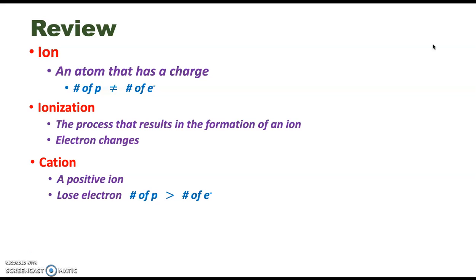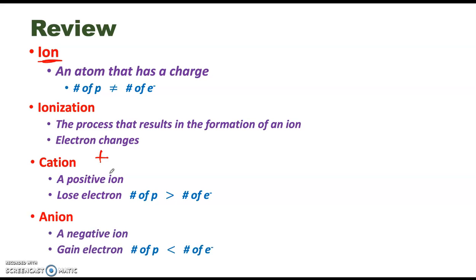A cation is a positive ion. So ion up here, hold on, let me get my marker. Ion is anything that has a charge. A cation is specifically something that has a positive charge. In order to become positive, you have to lose electrons. So the number of protons will be greater than the number of electrons. And an anion is a negative ion. In order to become negative, you have to gain electrons, have more electrons than protons. So more electrons, negative, more protons, positive.